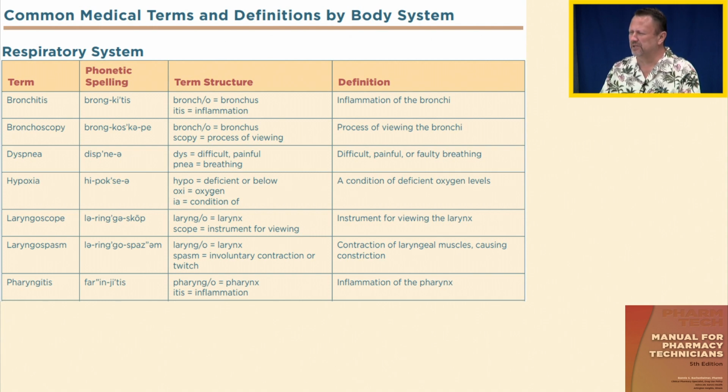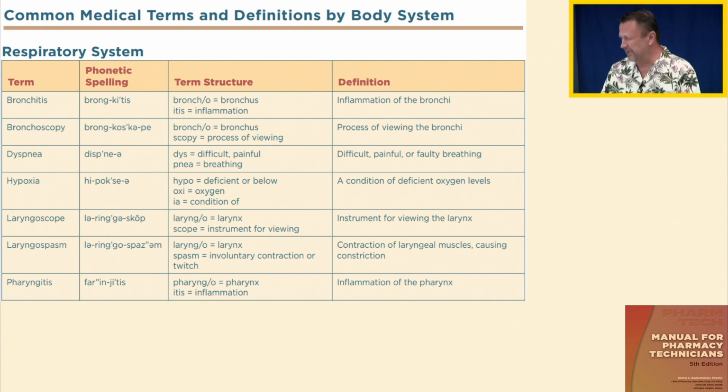In the respiratory system, we'll talk about bronchitis, inflammation or infection of the bronchi. Bronchoscopy is taking a scope and looking into the bronchi. Dyspnea, here it says difficult, painful, or faulty breathing. Dyspnea is just quite simply the perception of being short of breath. Hypoxia, hypo, low, oxia, oxygen, deficient oxygen levels.